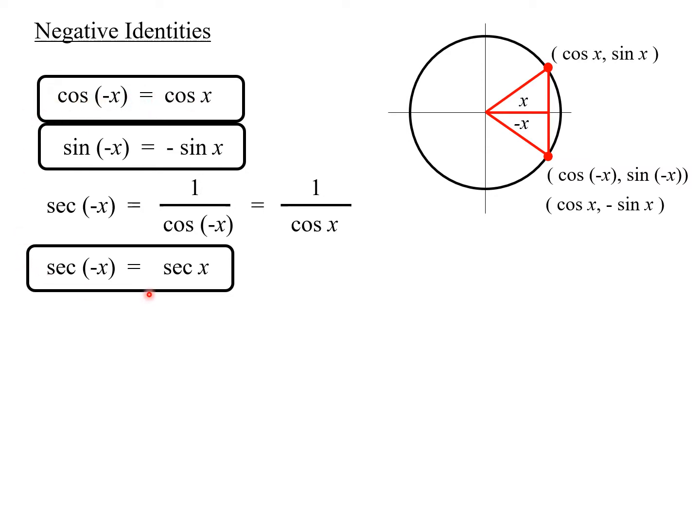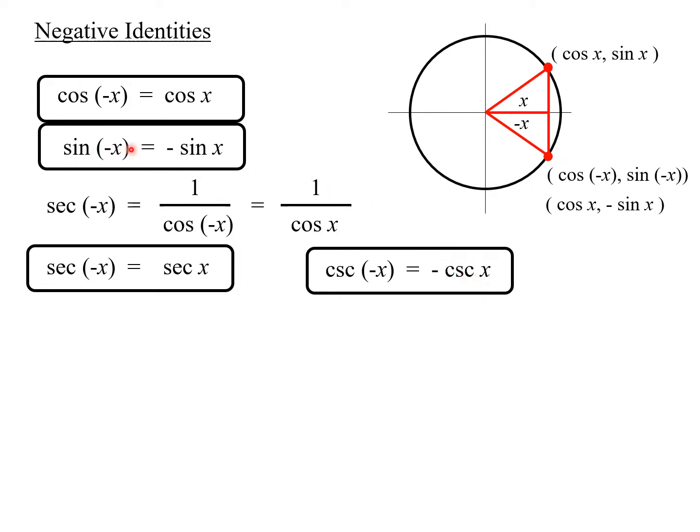Through a similar analysis, we can come up with the cosecant of negative x is the negative cosecant of x. And this follows because the cosecant is a reciprocal of the sine, and so the same relationship for the sine applies to the cosecant. All right.